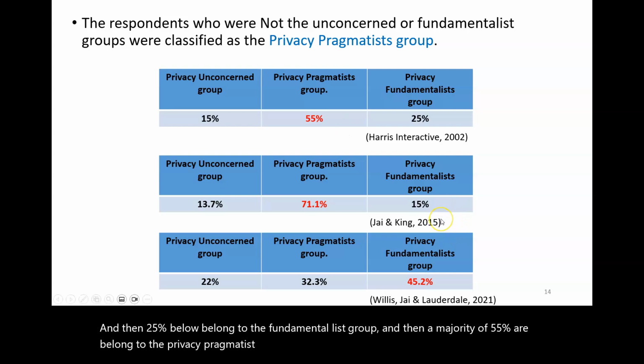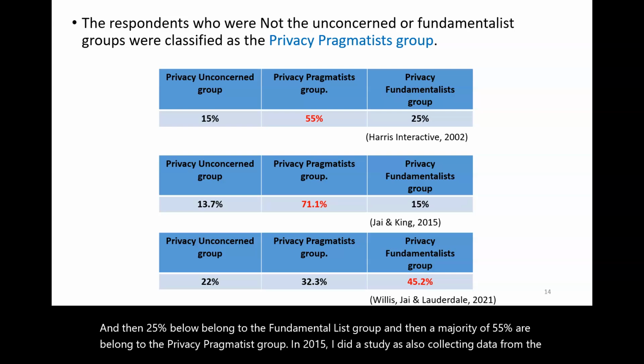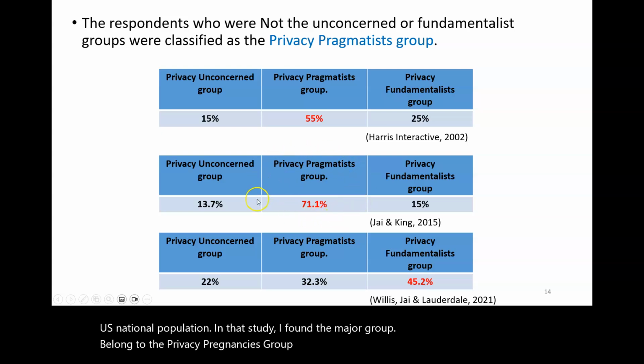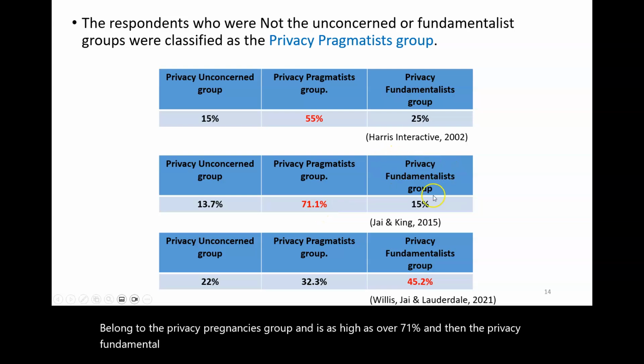In 2015, I did a study, also collecting data from the U.S. national population. In that study, I found the major group still belonged to the privacy pragmatist group, as high as over 71%. The privacy fundamentalist group had shrunk to 15%, and the privacy unconcerned group was around 13.7%.